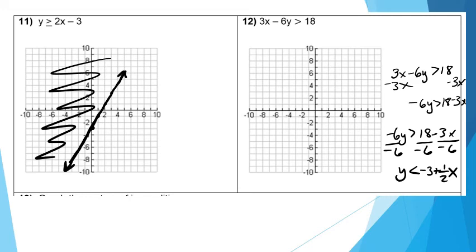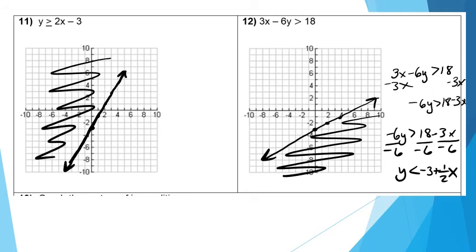All right, so graphing this, the y-intercept is -3. My slope is 1/2, so up 1 over 2, up 1 over 2. So this is approximately my line, and it's less than, so I'm shading below. The other piece to notice here, though, is this symbol causes it to be a dashed line. So you will need to go back and make sure that this is a dashed line and not a solid line.